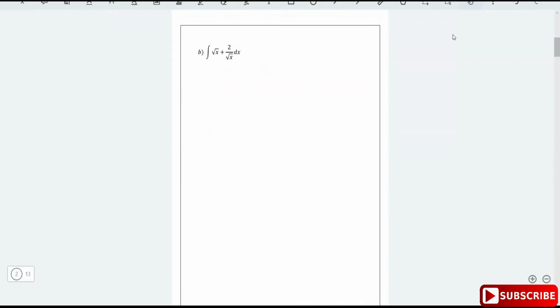Looking at this question right here, let's integrate this. Integrate the square root of x plus 2 over root x. To integrate this, you have to use a little bit of laws of indices where we have to rewrite root x. Root x can be written as x to the half power. And then we have plus 2 over root x. Well, this can be written as 2 times x to the negative half. That's how we'd write 2 over root x. This is to the negative half. dx, because we're integrating with respect to x.